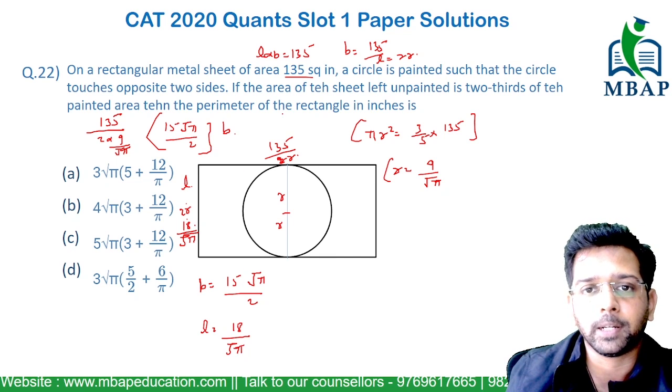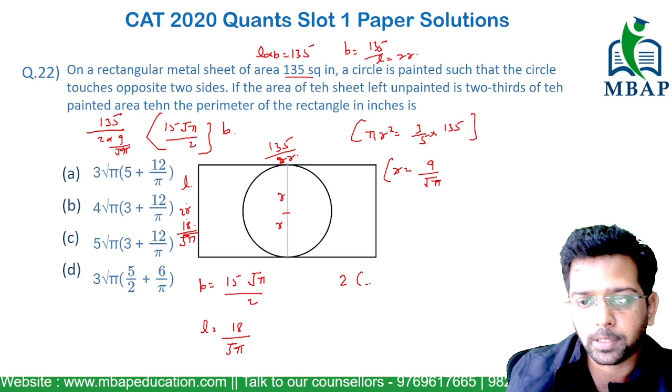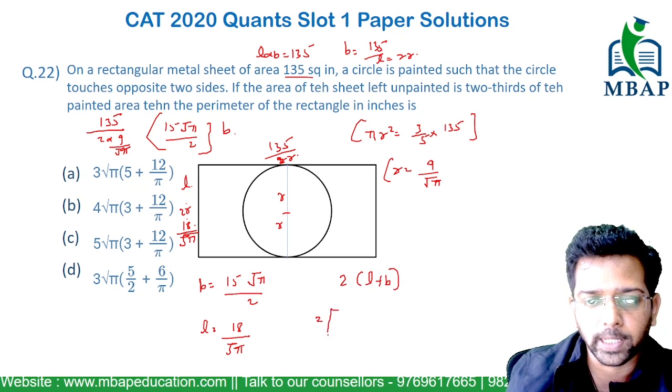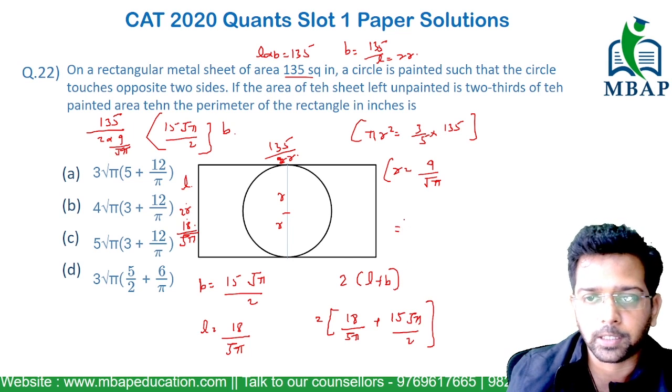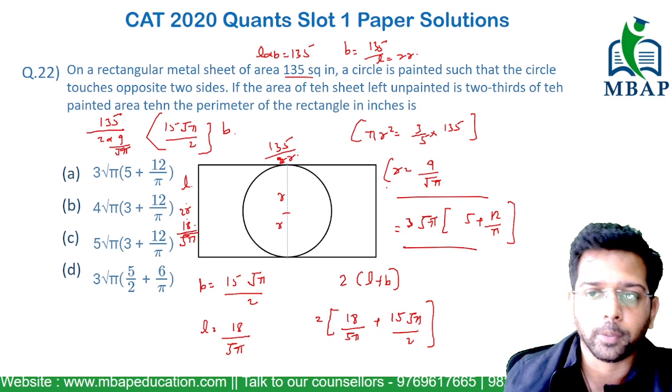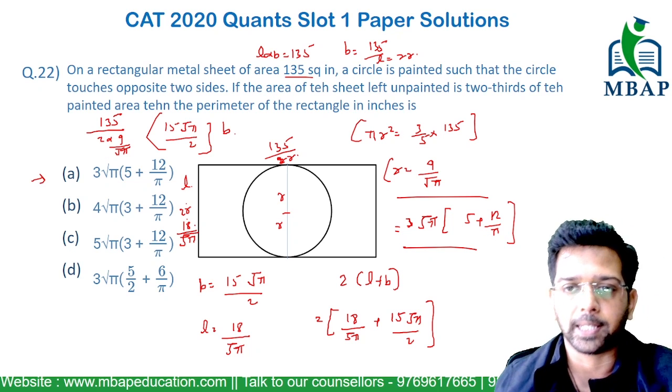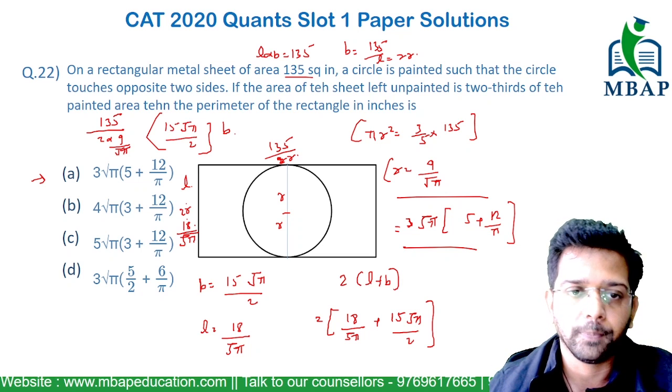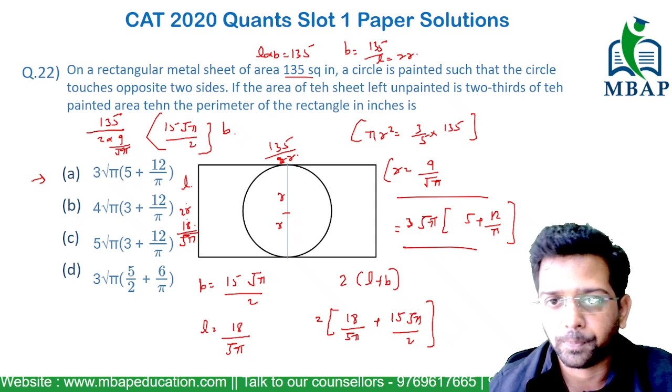The question is, find the perimeter of the rectangle. The perimeter of the rectangle is 2 times (L plus B), which is 2 times 18 upon root pi plus 15 root pi upon 2. If you solve this, you will get the final answer as 3 root pi times 5 plus 12 upon pi, that is 3 root pi, 5 plus 12 upon root pi. If you see the options, there's only one option which is common. Option number A will be exactly the answer that we're looking at. Easy question.